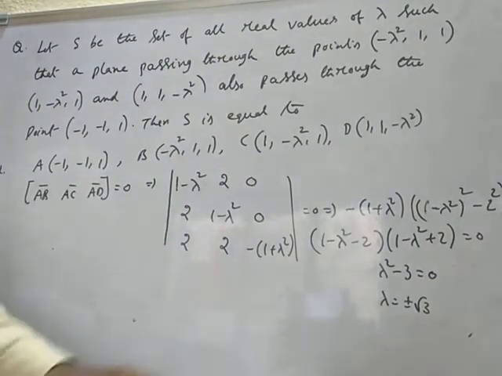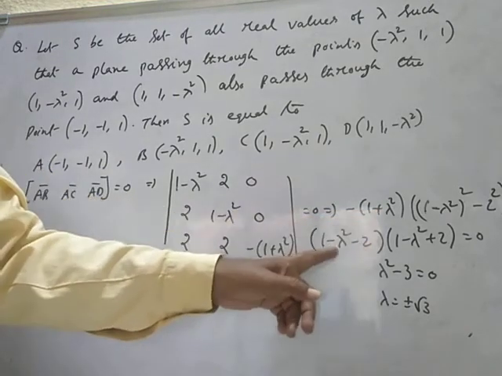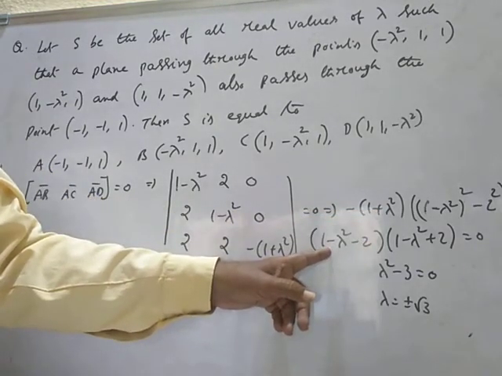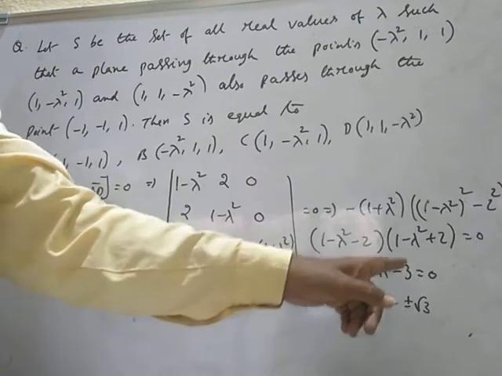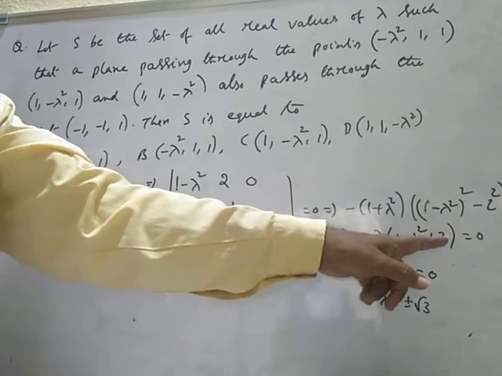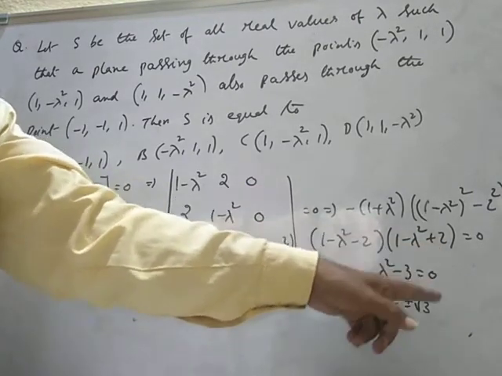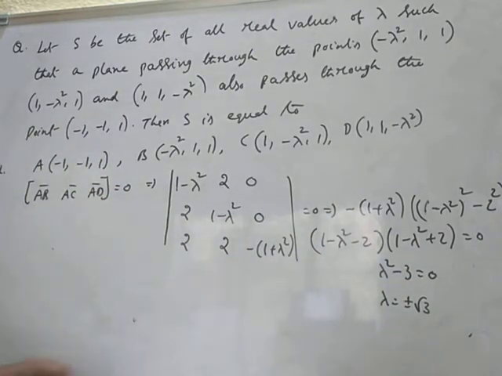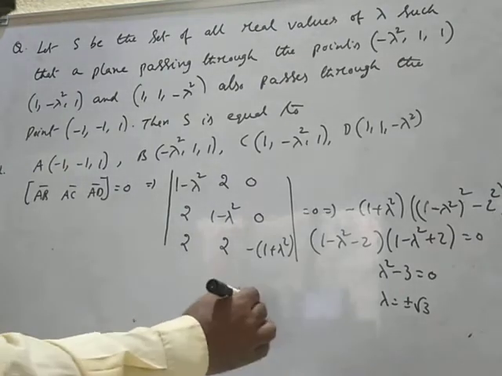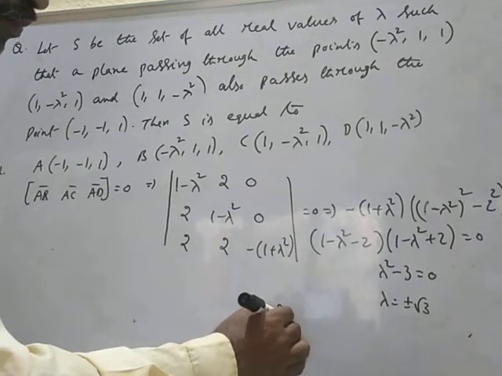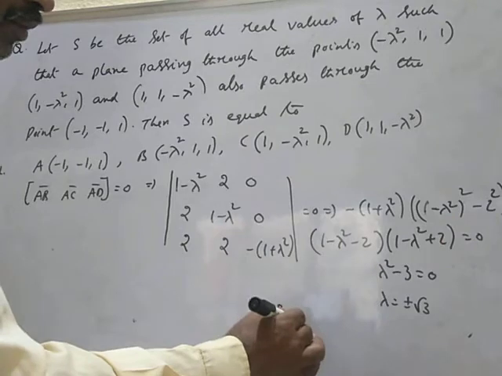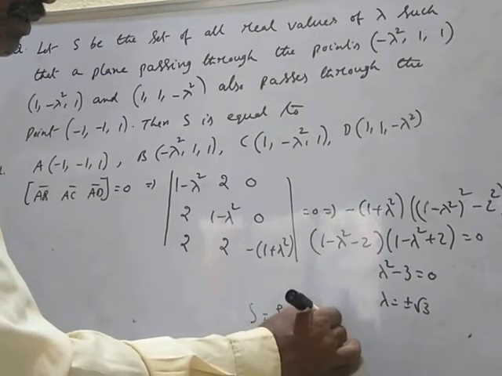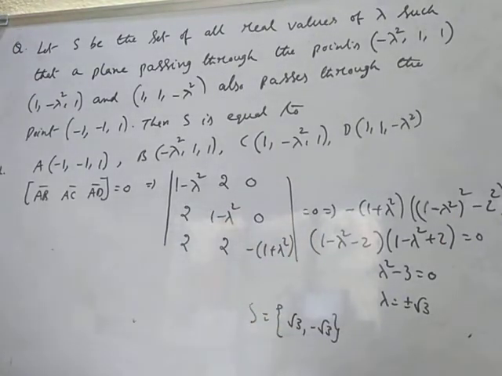We want the real values. From the first factor we get imaginary values of lambda. So finally, we take lambda square minus 3 equal to 0. From this we get lambda equal to plus or minus root 3. Therefore, S is equal to the set of plus root 3 and minus root 3, which is the required solution.